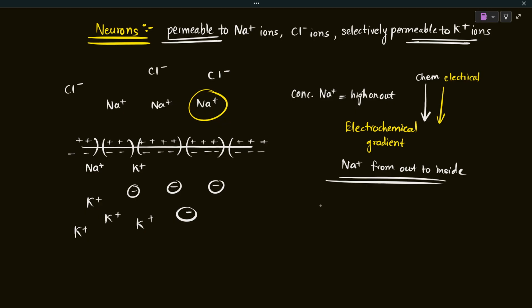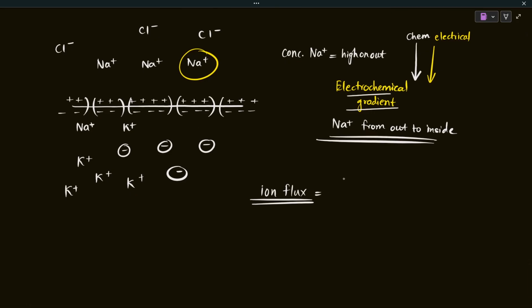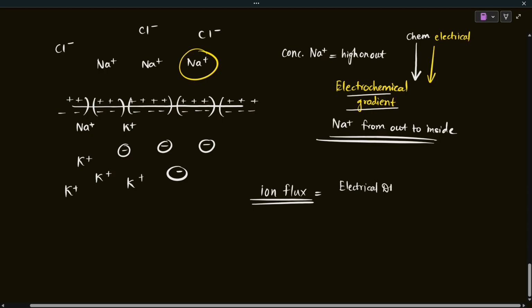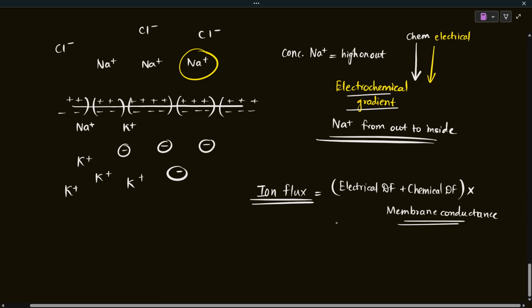But then why doesn't it happen? Because the ion flux doesn't depend on the electrochemical gradient alone. It depends on the electrochemical gradient as well as the membrane conductance. The electrochemical gradient is the electrical driving force plus the chemical driving force, multiplied by the membrane conductance. The ion flux tells whether the ion will move from outside to inside or inside to outside. Flux means the overall movement. It depends on whether the membrane has high or low conductance to that certain ion.